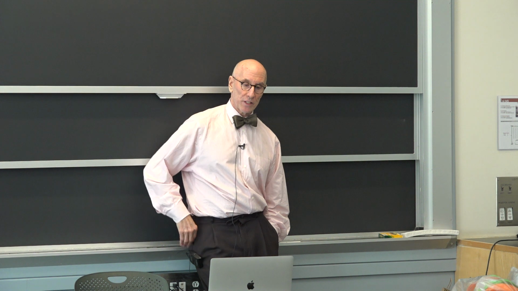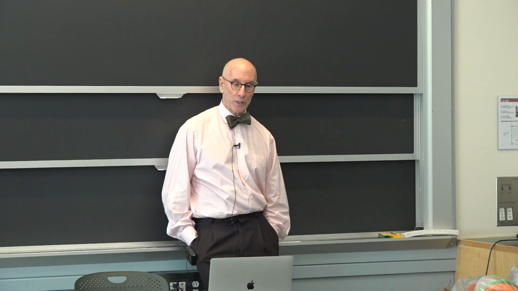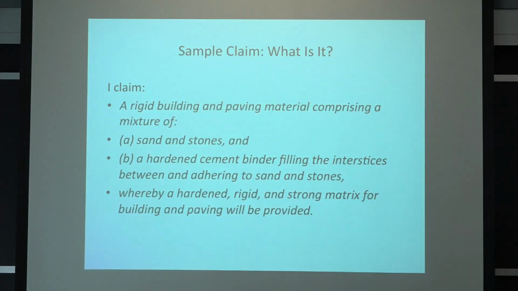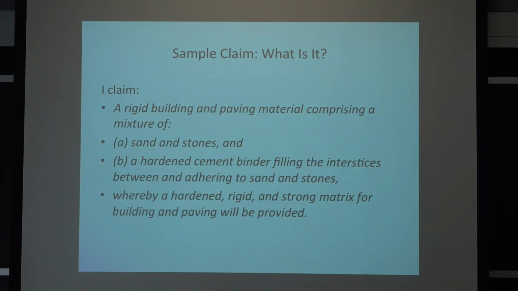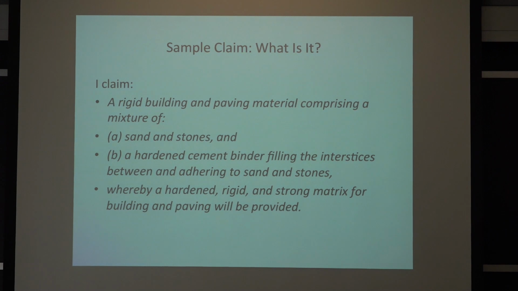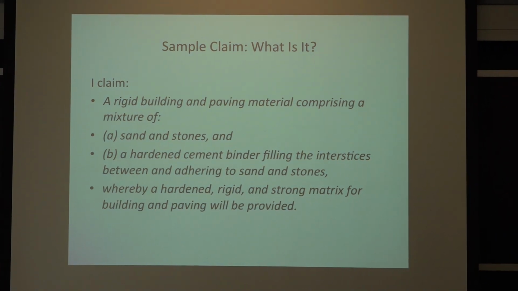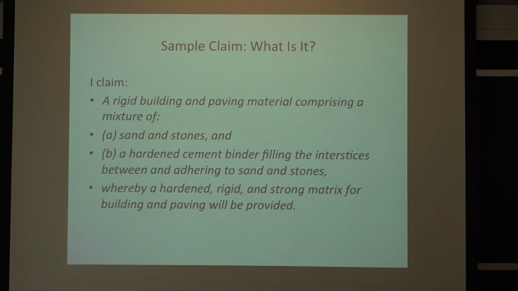Here's something from material science students. I claim a rigid building and paving material comprising a mixture of sand and stones and a hardened cement binder filling the interstices between and adhering to sand and stones, whereby a hardened, rigid, and strong matrix for building and paving will be provided. Anybody have any idea what this could be for? Concrete, exactly. But that describes it.